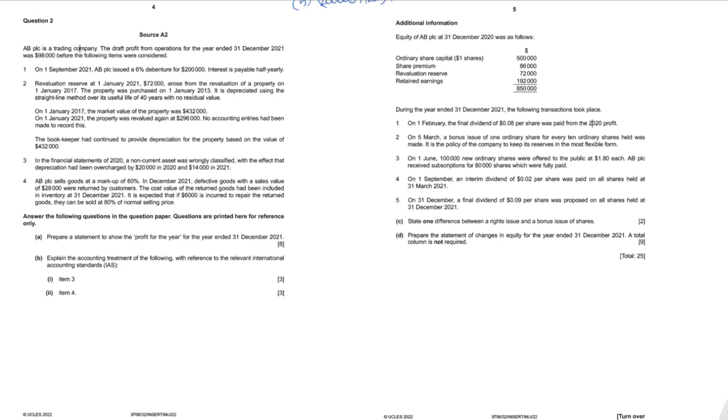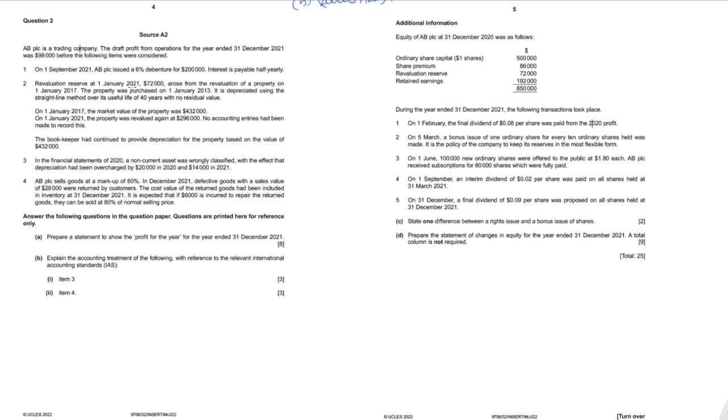Question number 2. AB PLC is a trading company. The draft profit from operations for the year ended 31st December 2021 was 98,000 before the following items were considered. On 1st September 2021, AB PLC issued a 6% debenture for 200,000. Interest is payable half yearly.